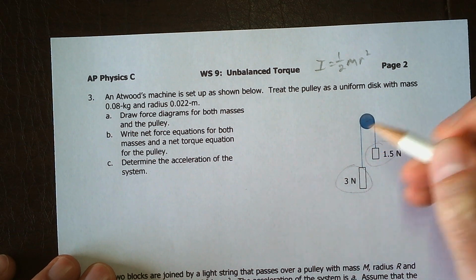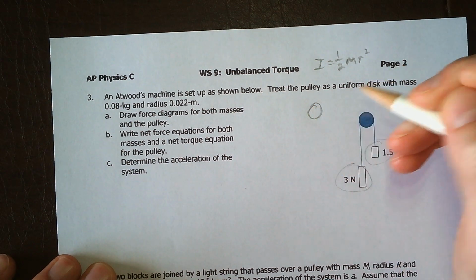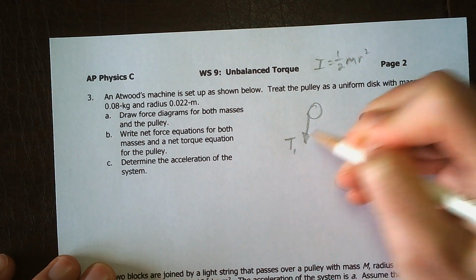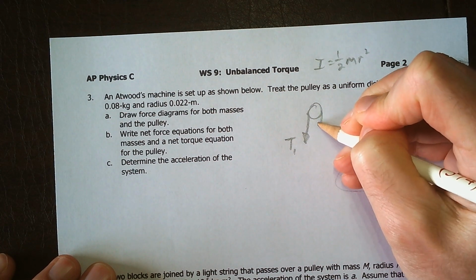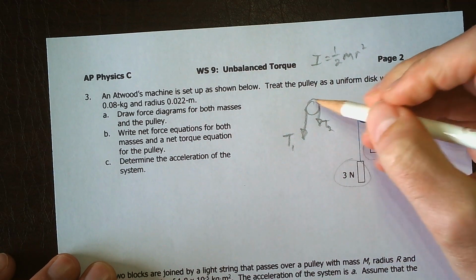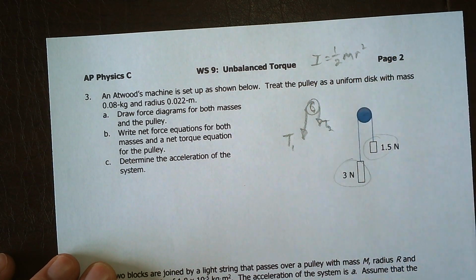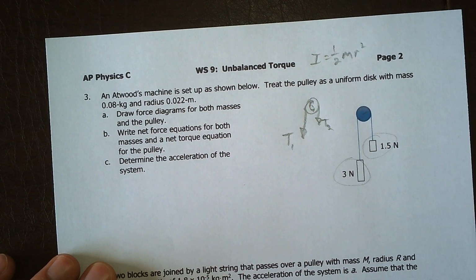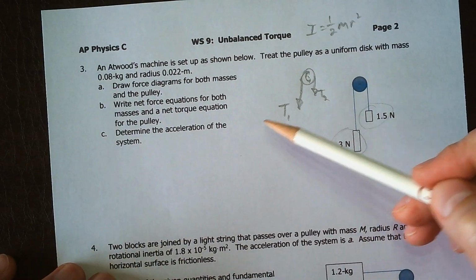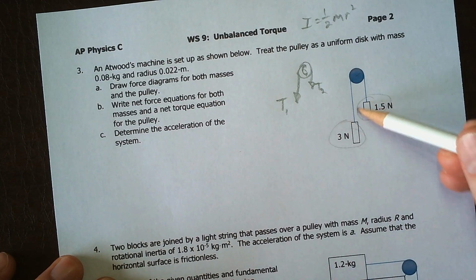I'm going to help you draw a force diagram for the pulley. So I'm going to call this force down over here a tension force, tension 1. This one here is not as big, tension 2. And there might be some support force up, but that's not really important because it's spinning like this. Alright, so you should be able to write a net force equation for this.